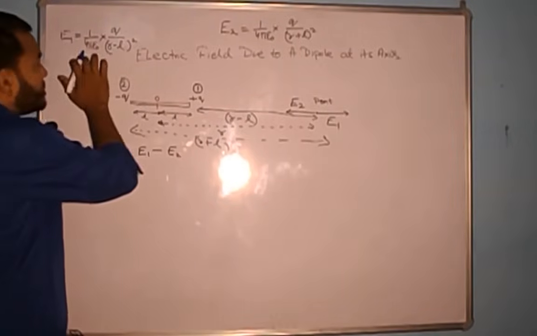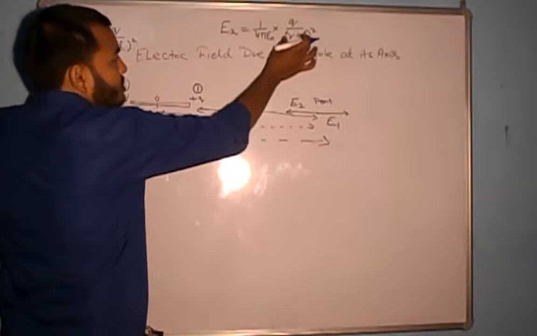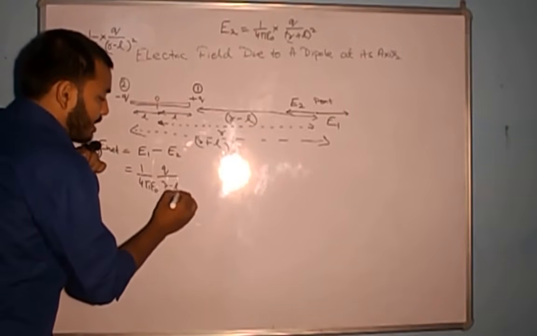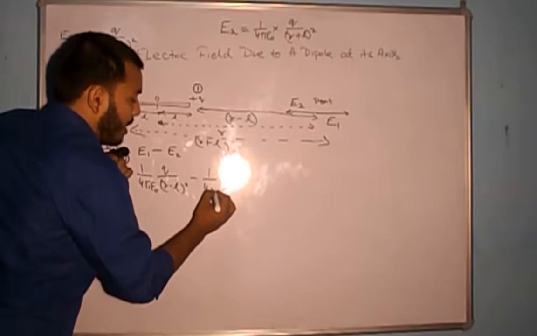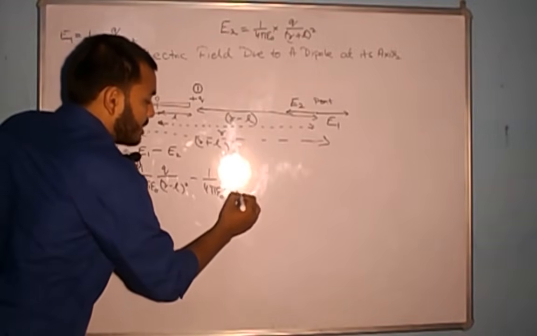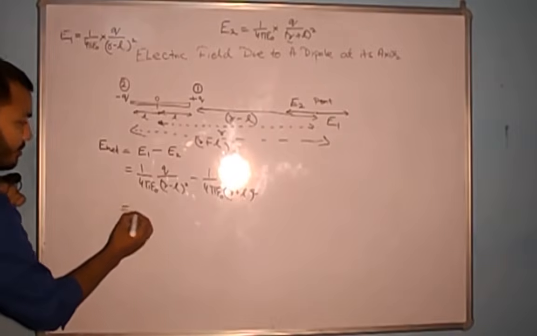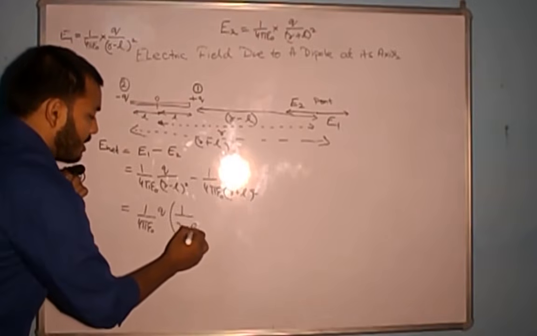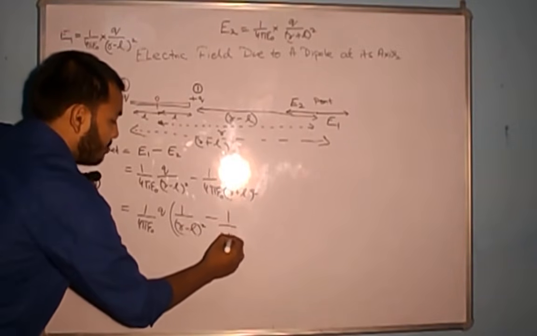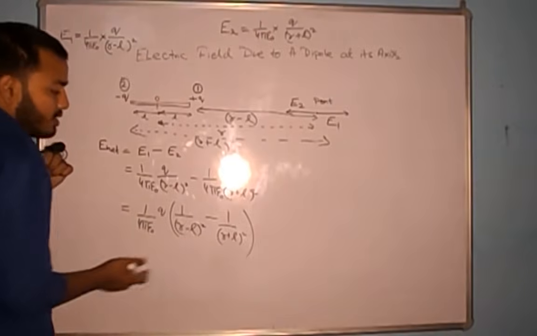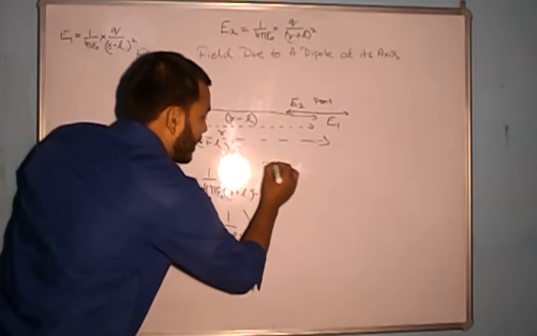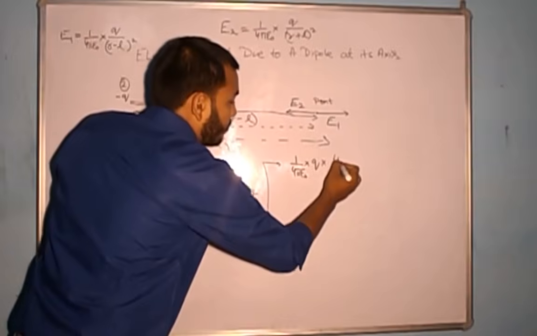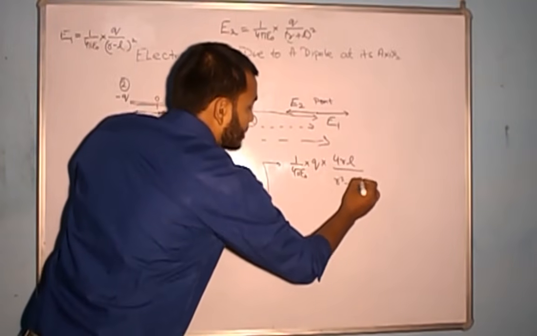Now you can see E1 is greater because this distance term is smaller and this is larger. So I'll put it over here: 1 by 4 pi epsilon naught Q upon R minus L whole square, minus 1 by 4 pi epsilon naught Q upon R plus L whole square. Let's subtract it. I'll take 1 by 4 pi epsilon naught common, Q common, so I'll get 1 upon R minus L whole square minus 1 upon R plus L whole square. Solve this, take LCM and solve this. On solving, you'll get 1 by 4 pi epsilon naught multiplied by Q multiplied by 4RL upon R square minus L square whole square.